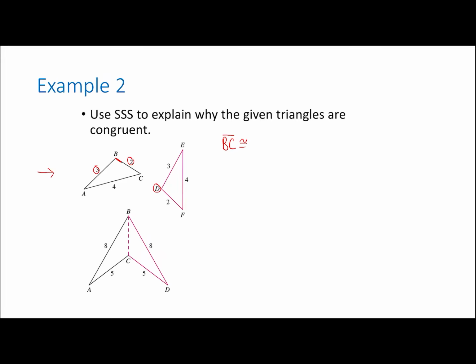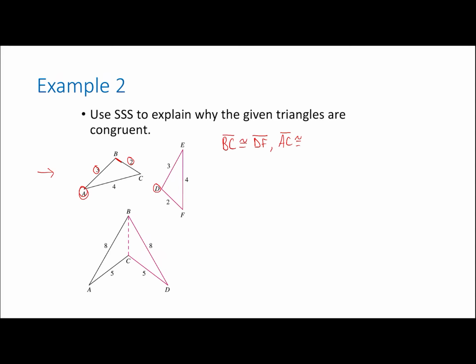Now notice that it has to be DF, because if you look at angle B, the two sides of that angle are this length of 2 and 3. The same angle in this other triangle has to be angle D. Because of that, angle B and angle D have to correspond, and so we're going to say that side length DF is congruent to segment BC.